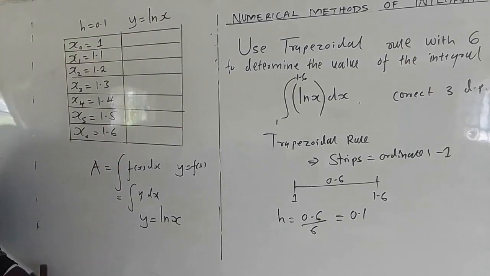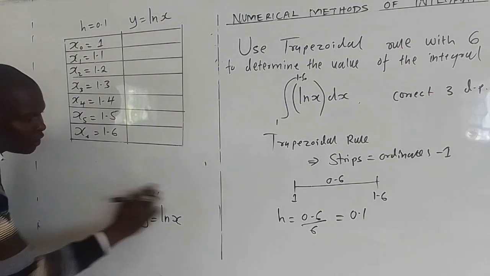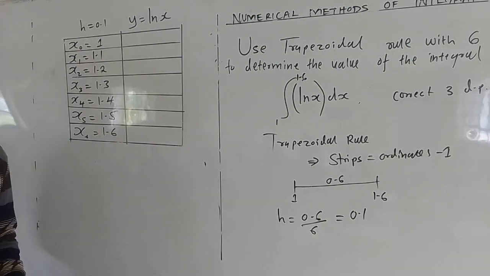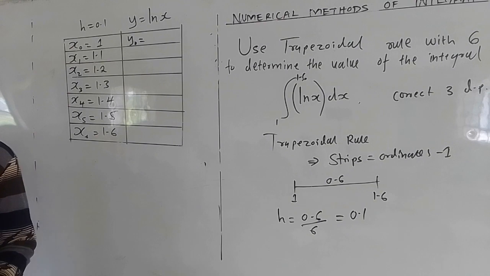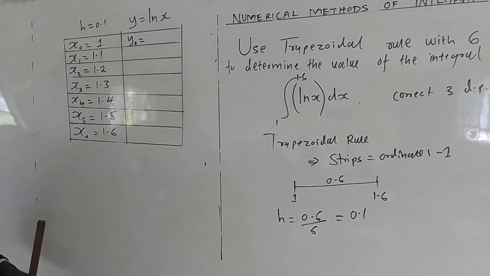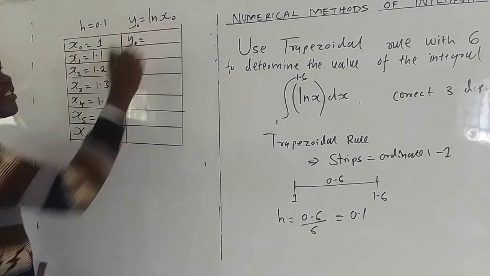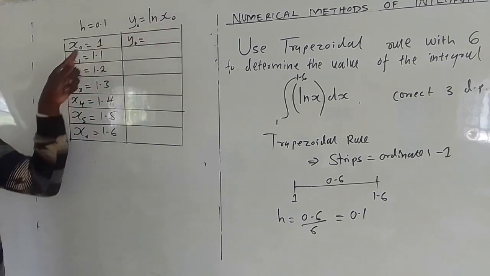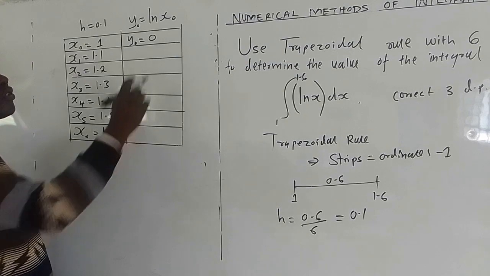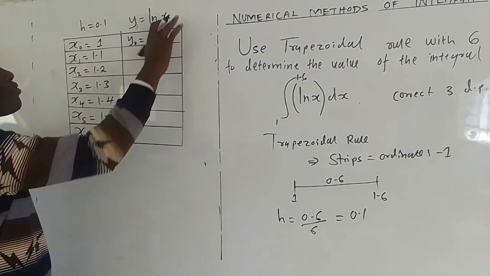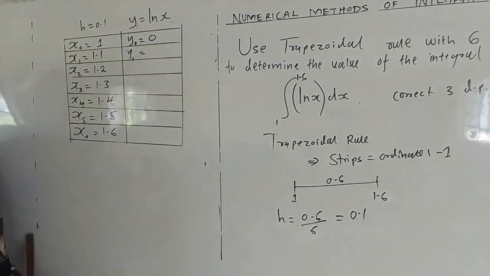Y is ln of x. So you start. When you have x naught, you are getting y naught. Are we together? You are getting y naught. So if this is y naught, that is x naught. So y naught is ln of x naught, ln of 1. What do you get to be y naught? 0.